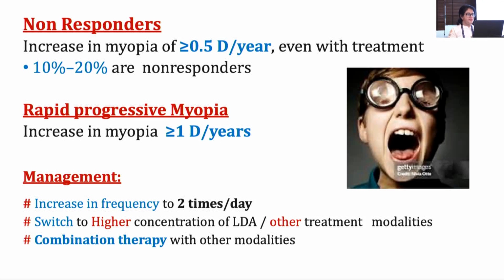There could be non-responders, that is, an increase in myopia of more than 0.5 diopter per year even with the treatment, and there are 10 to 20% of non-responders. In rapid progressive myopia, there will be an increase in myopia of more than 1 diopter per year even with the treatment. How to manage them? Increase the frequency to 2 times a day, or switch to higher concentrations of LDA or other treatment modalities, and even combination therapy with other modalities of treatment.